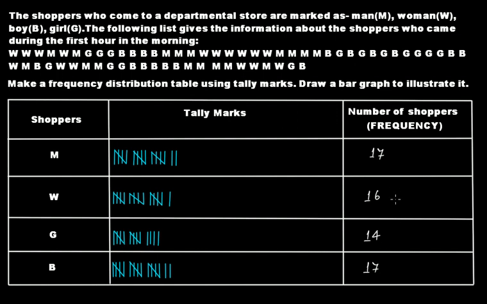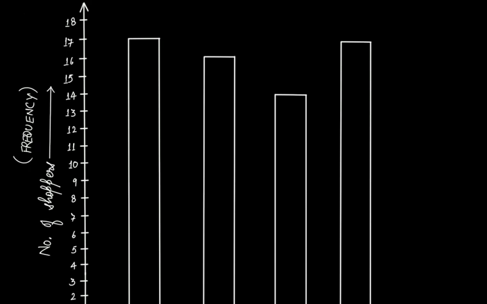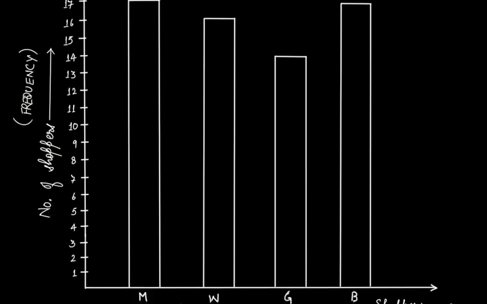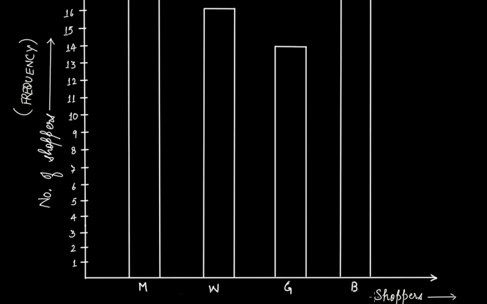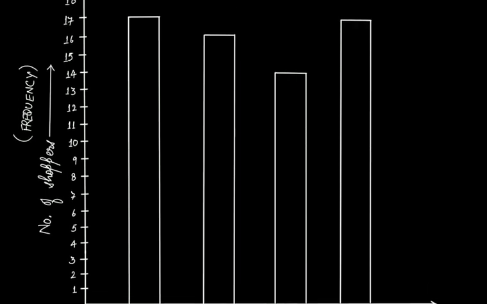So this frequency column tells us that the number of shoppers who were men is 17, number of shoppers who were women is 16, and so on, right? Now we have this frequency distribution table. On the basis of this frequency distribution table, we have to draw a bar graph. So our bar graph will be something like this here. On the horizontal line, we have shoppers M, W, G, and B. On the vertical line, we have number of shoppers, that is frequency.